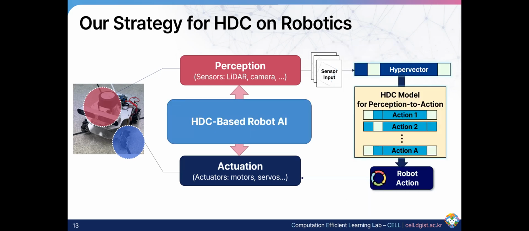For our design, we wanted to automatically find the relation between perception and actuation. Traditional robot control is like rule-based algorithms: if there is a LiDAR shape like this, then we make the actuation for the motors like this. There is a relationship between perception and actuation. So what we did was make an HDC model for perception to action. When we get sensor inputs, we do the encoding, and then we check the similarity against the action hypervectors, and then we can select the suitable actions for the robot. And that's the whole story.